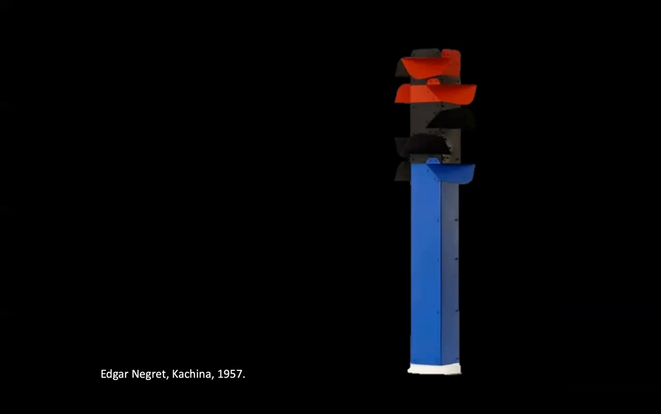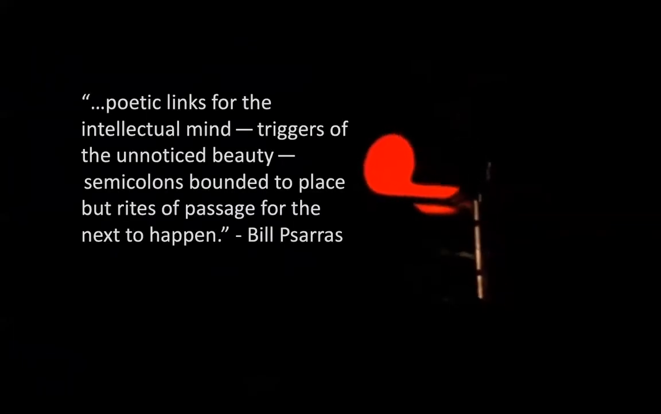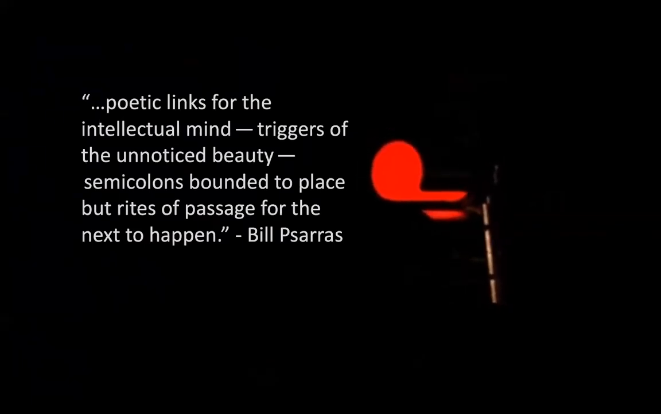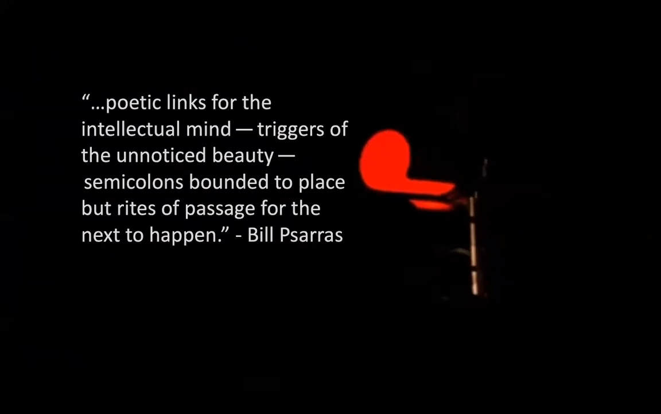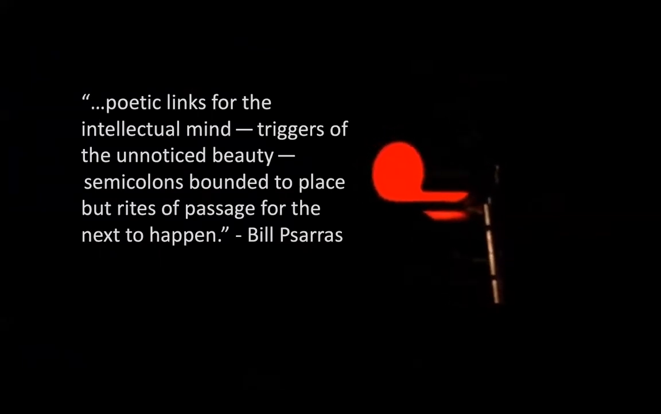Posaras also calls the traffic lights, quote, the frozen incarnation of Hermes, god, messengers and indicators of the transient, end quote. And can we think about Twin Peaks in a similar way, as a frozen incarnation of a god, or as the messenger and indicator of the transient? Why does the traffic light inspire such big ideas in all these different disciplines? Posaras explains that due to their design, traffic lights naturally become, quote, poetic links for the intellectual mind, triggers of the unnoticed beauty, semicolons bounded to place, but rites of passage for the next to happen, end quote.